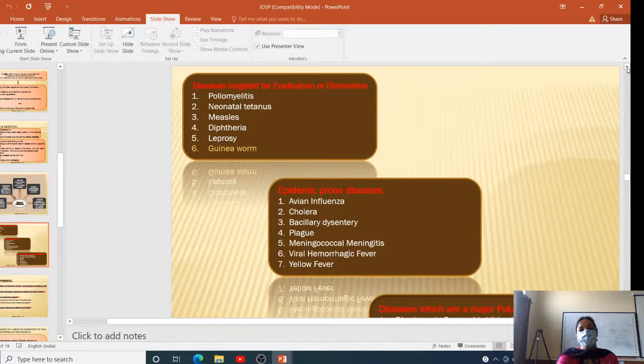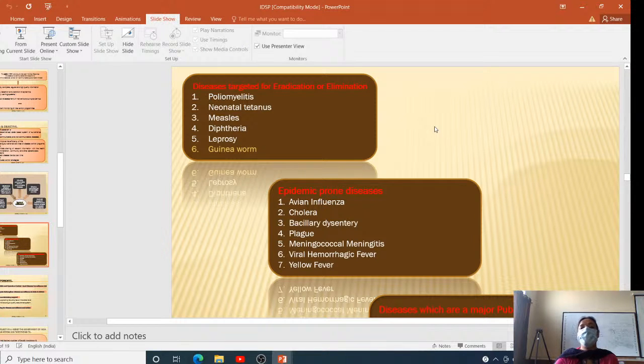Okay, so diseases which are targeted for eradication or elimination at the national and international level are poliomyelitis, neonatal tetanus, measles, diphtheria, leprosy, guinea worm. Guinea worm has already been eradicated out of all these. Okay, so poliomyelitis, neonatal tetanus, measles, diphtheria and leprosy.